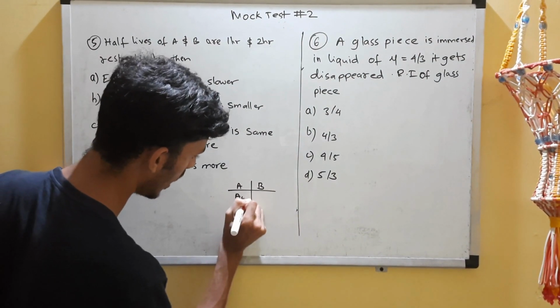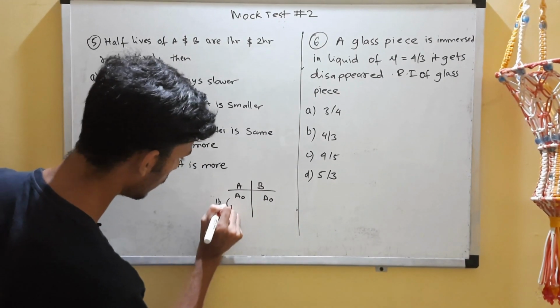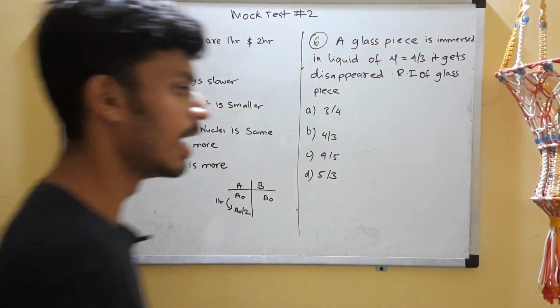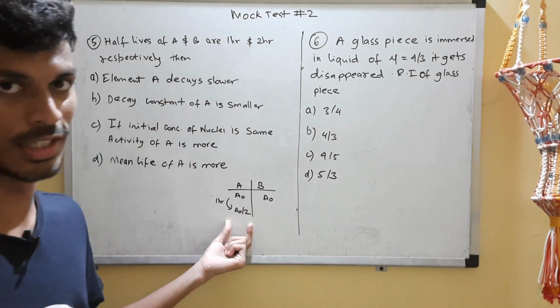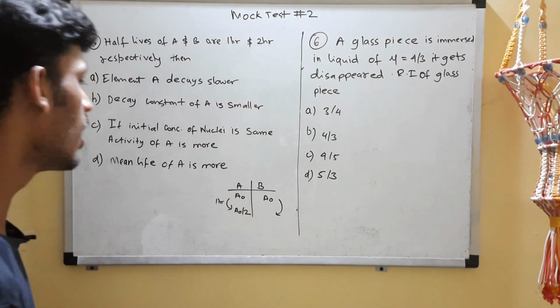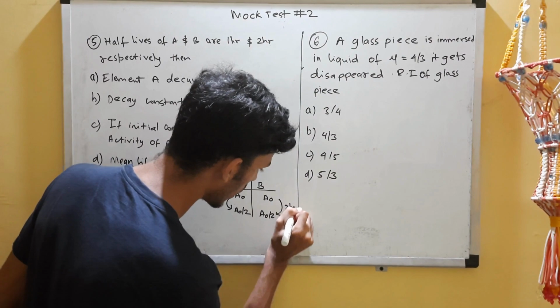So if we begin at A0 and A0, it will take 1 hour for A to become A0 by 2. By the definition of half-life, it is the time that is required for the substance to fall to half of its initial concentration, the concentration of the nuclei.